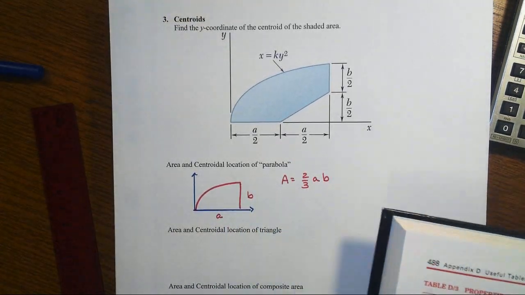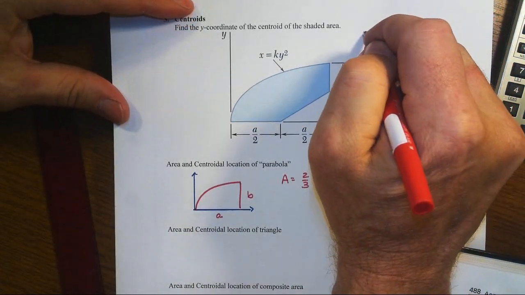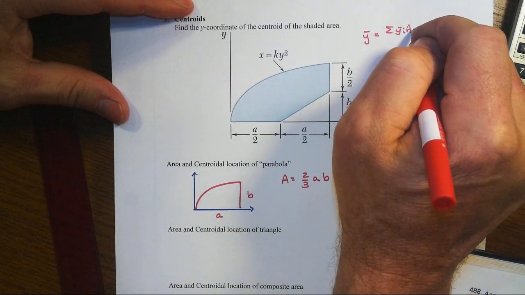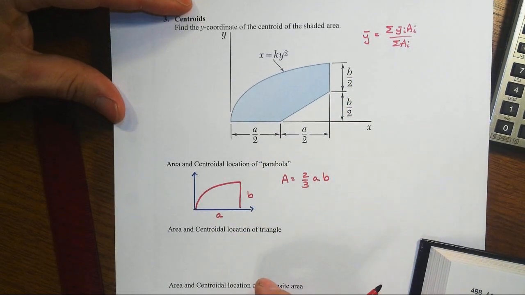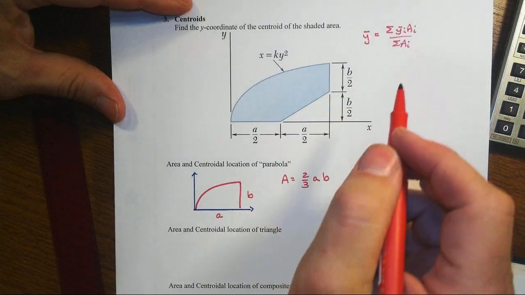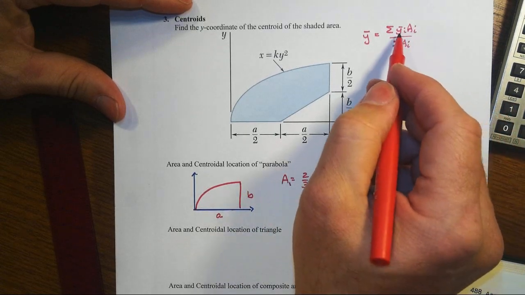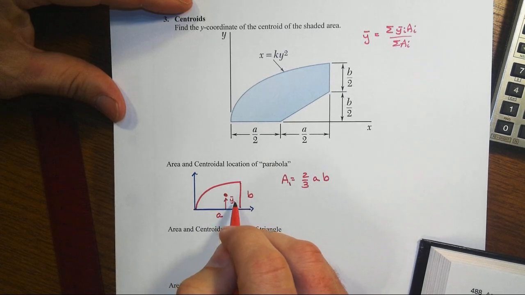Now notice it says find the y coordinate, so we're really going to find y bar equals the sum of the individual first moments of the areas divided by the total area. That's what we're executing here to answer this question, right? So we need not only the area for this first one, but we're also going to need to figure out where its centroid is, as shown on this one. Here is the value that we need, y bar 1.